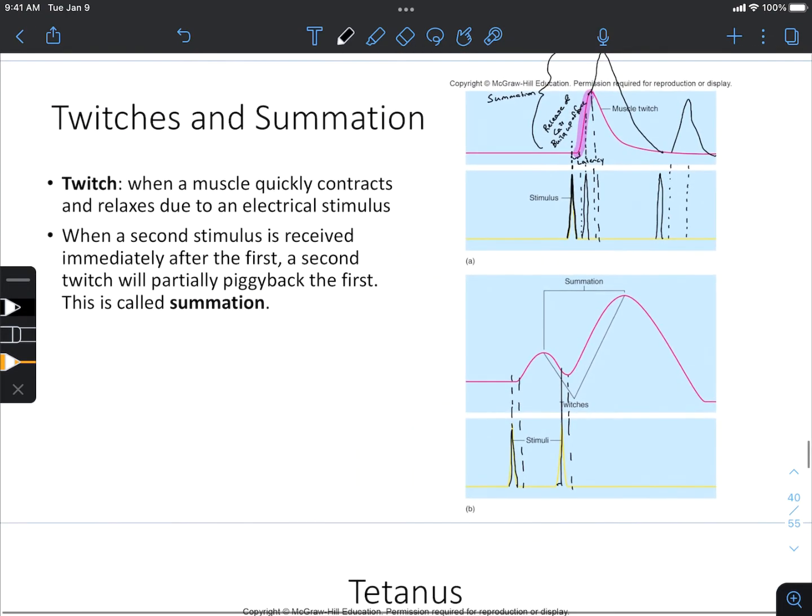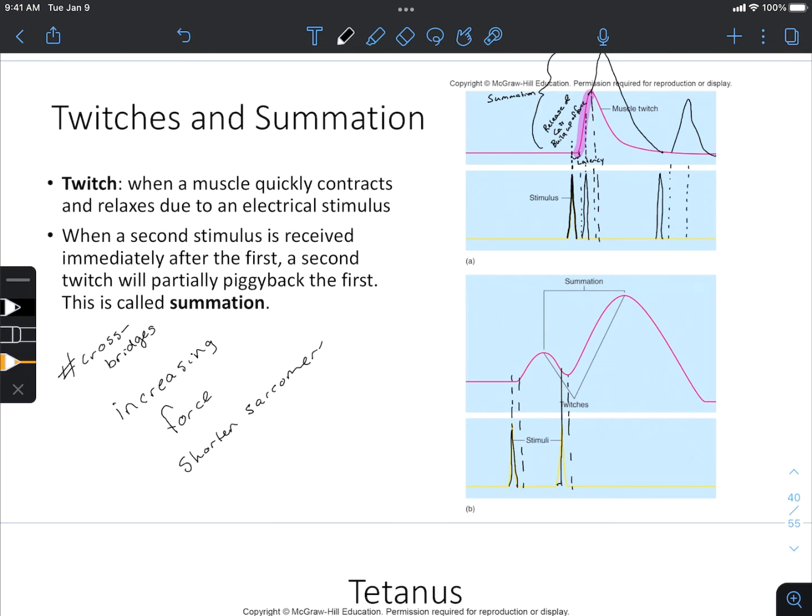Now, summation is important in terms of increasing muscle strength. This is one way of increasing strength. Not strength of the muscle, sorry, force. The force being generated. This is one method. Another method is the number of cross bridges, which we talked about previously. The more cross bridges we form, the stronger the contraction. Another way is how much we shorten that sarcomere, which is directly dependent on our starting muscle length.